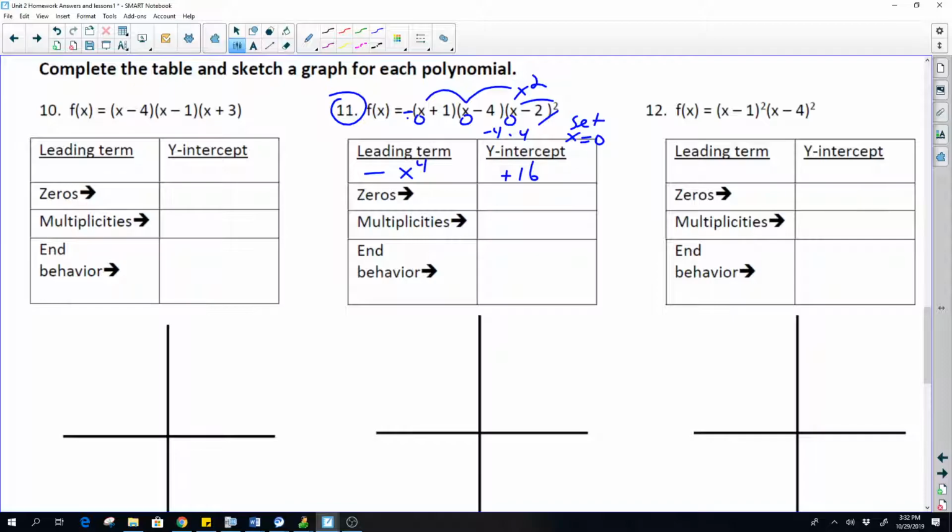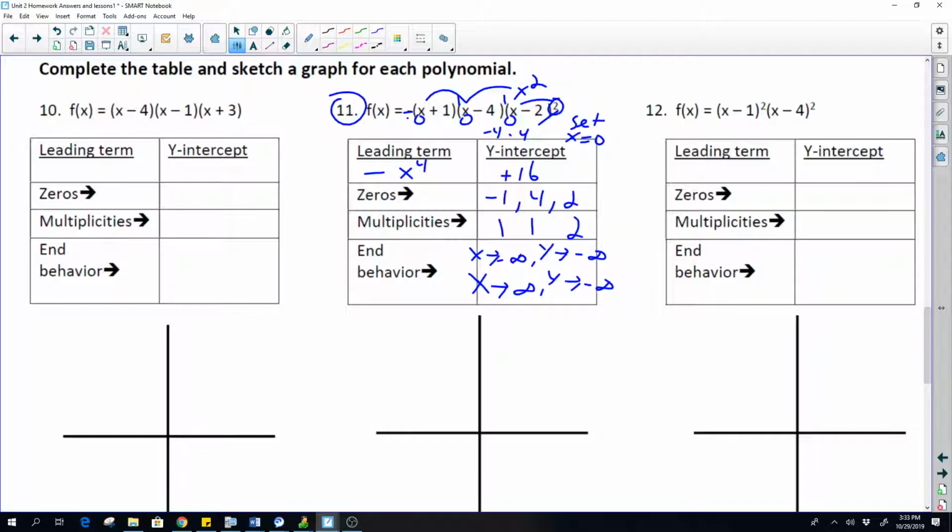Let me see. So we have 0, 0, 0, so 1, negative 1 basically, negative 4 squared, positive 4. Okay, awesome. There we go. So the zeros will be negative 1, positive 4, and positive 2 with the multiplicity of 1, 1, and 2. The end behavior is going to be a negative x to the 4th power, so that'll be down, down, right? So that'll be going to negative infinity as x goes to the left, and going to negative infinity as x goes to the right.